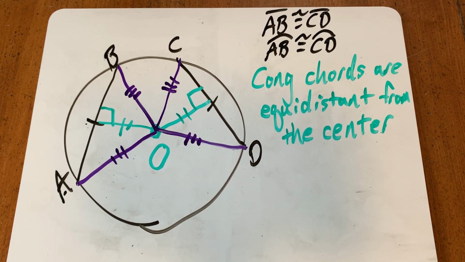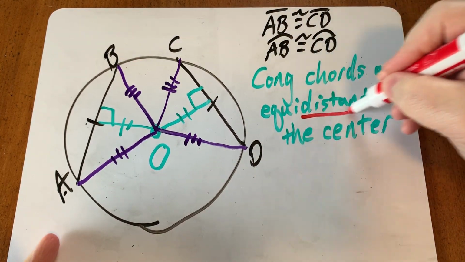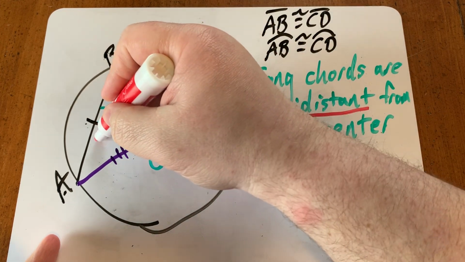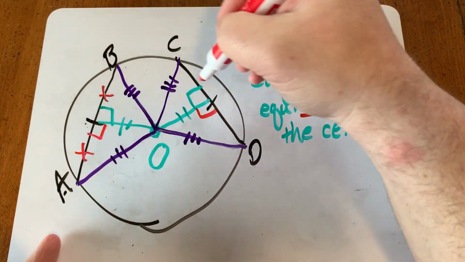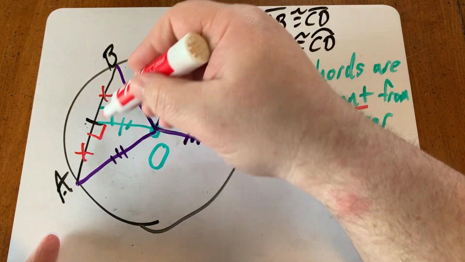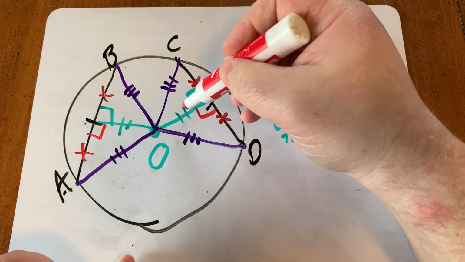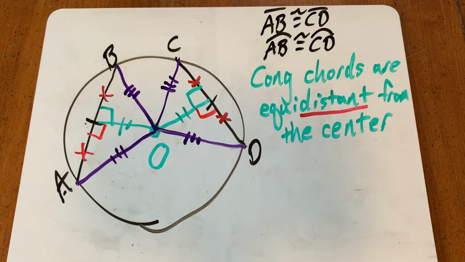We also know that these are right angles because we're talking about the distance from a point to a line. So we know for sure that that's a right angle and that's a right angle. So that means these are congruent. So all of these right triangles are congruent to each other by the hypotenuse leg theorem, and then corresponding parts of congruent triangles are congruent tells us that the chords are equidistant from the center.